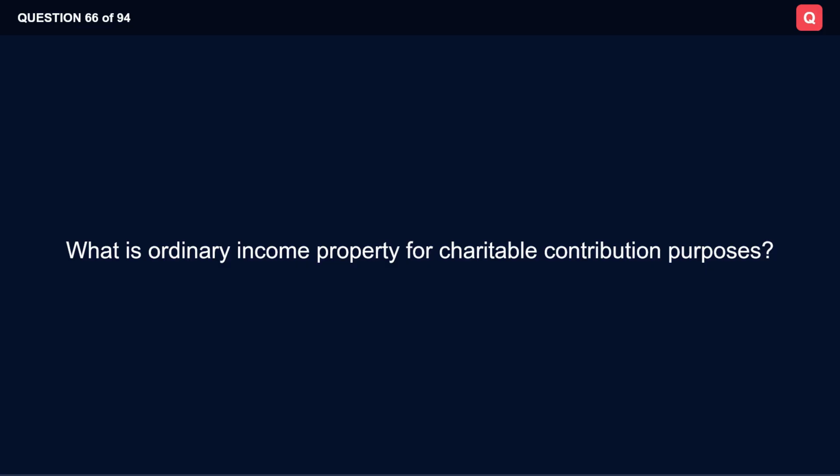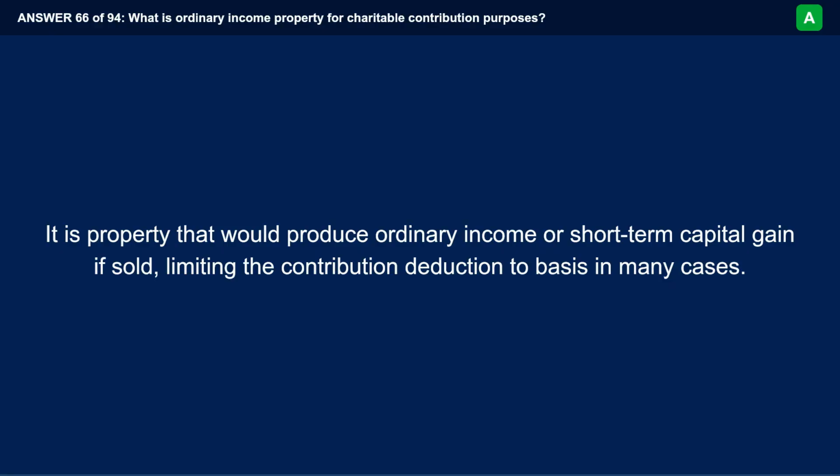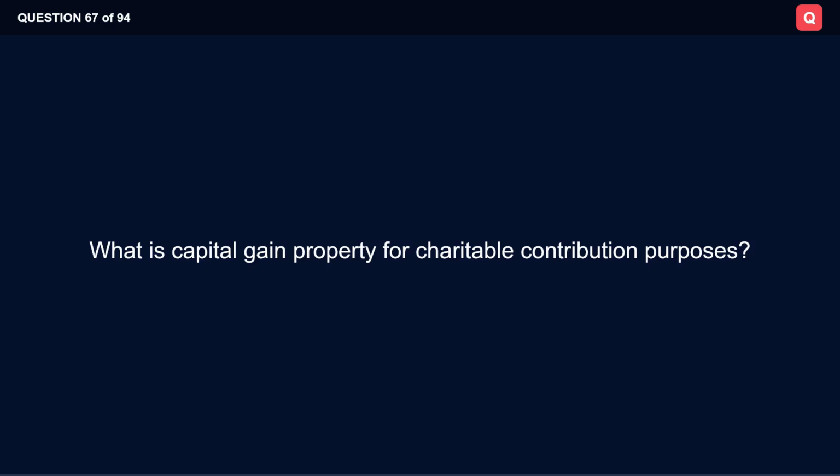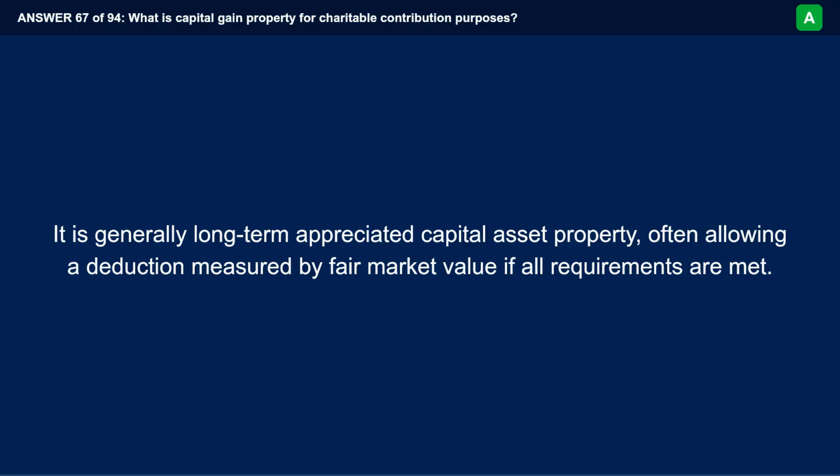What is ordinary income property for charitable contribution purposes? It is property that would produce ordinary income or short-term capital gain if sold, limiting the contribution deduction to basis in many cases. What is capital gain property for charitable contribution purposes? It is generally long-term appreciated capital asset property, often allowing a deduction measured by fair market value if all requirements are met.